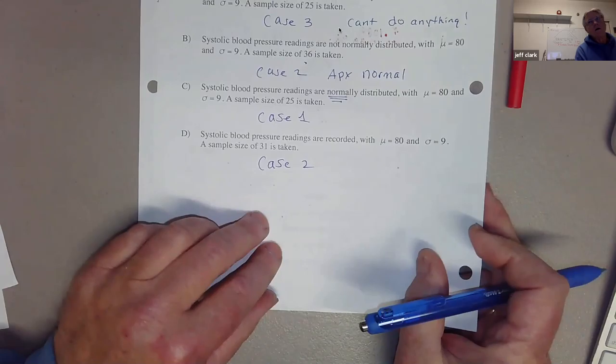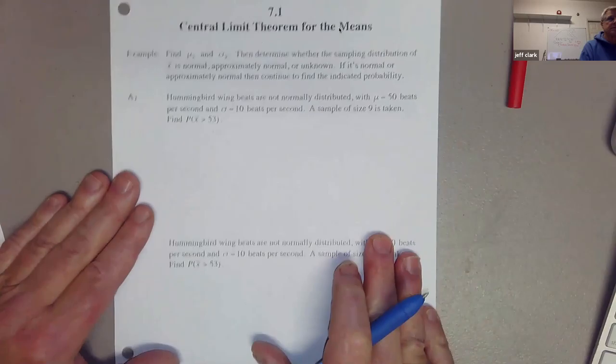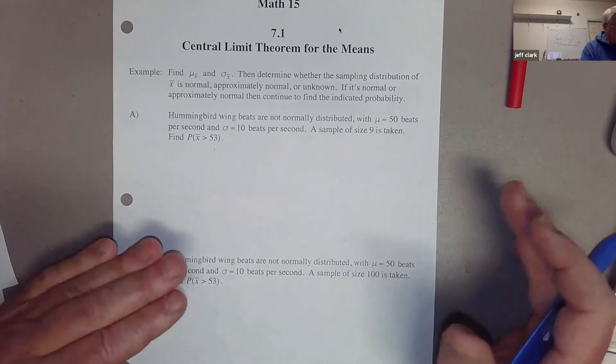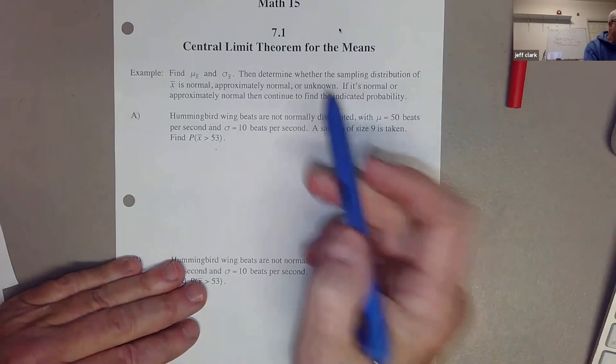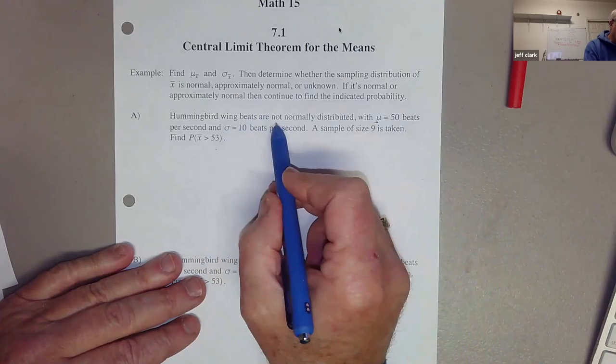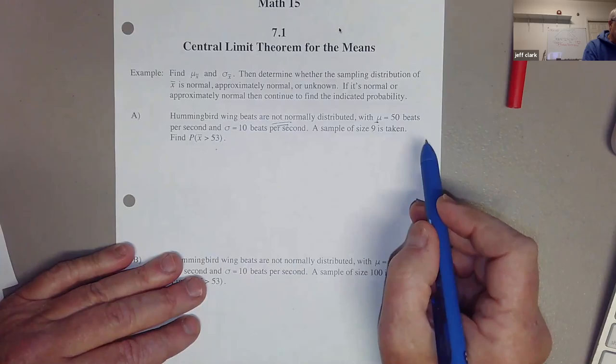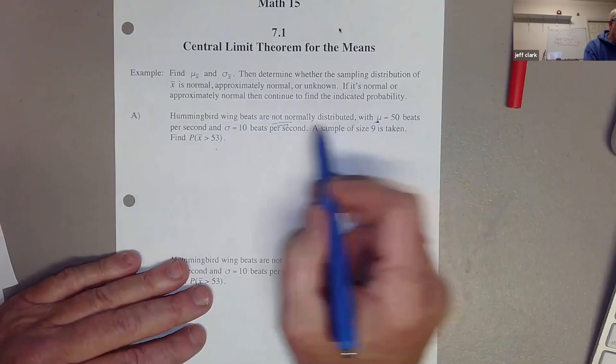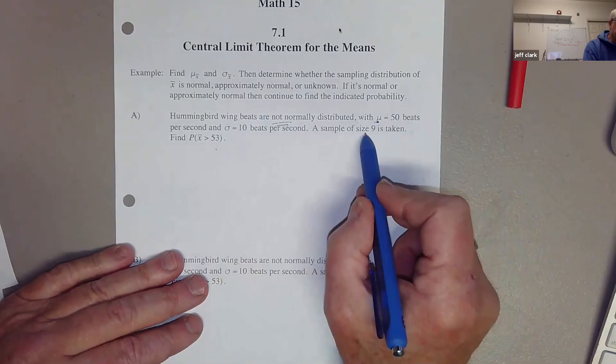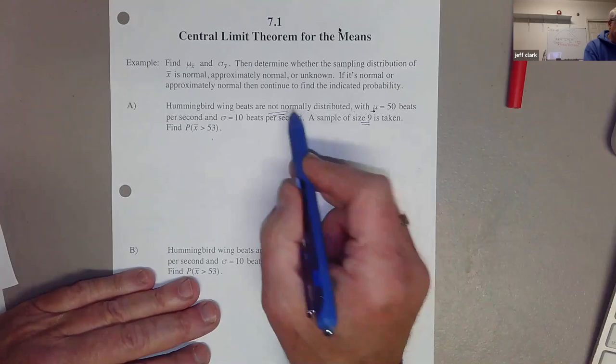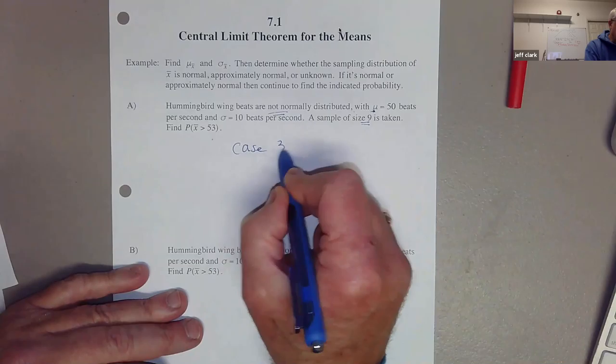Okay, on to the next one. A few problems to work out, if we can. Remember, we can't work anything out if the sample size is too small and it doesn't say normal. So let's see. Hummingbird wing beats are not normally distributed. See that not? Uh-oh. So it's all about sample size now. Mu, average beats per second, is 50. Standard deviation is 10 beats per second, but the sample size is less than 30. So because it says not normal and the sample size is less than 30, this is a case three, can't do anything.